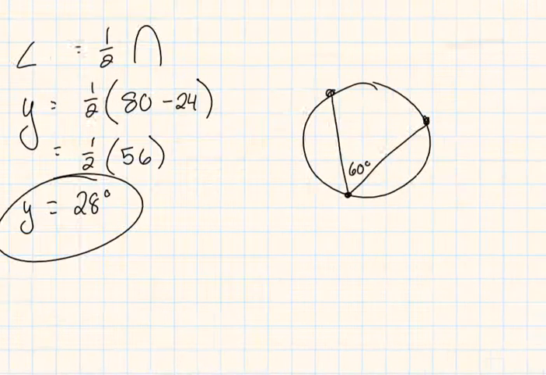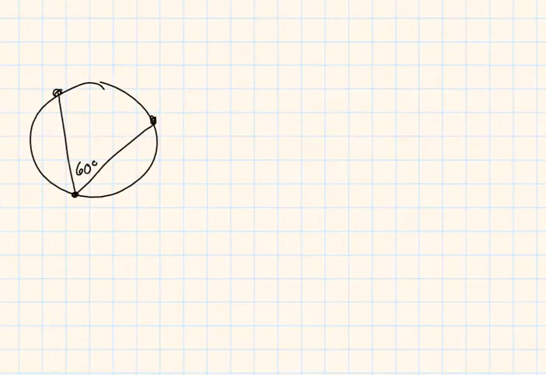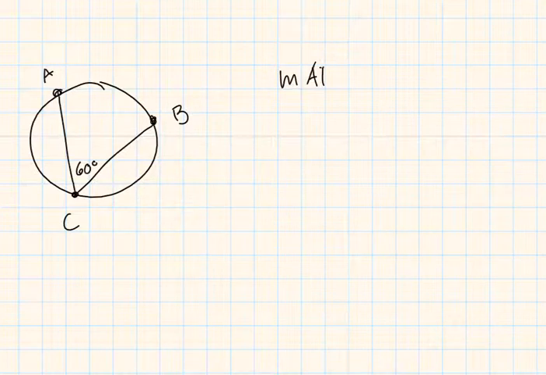In our next example, we are given an inscribed angle, and we want to find the measure of arc AB.